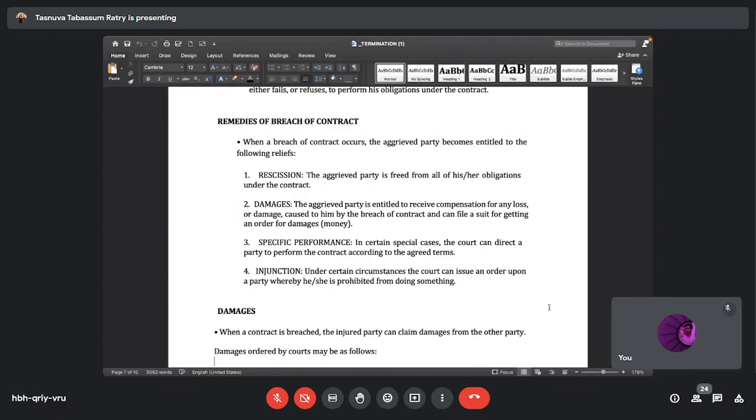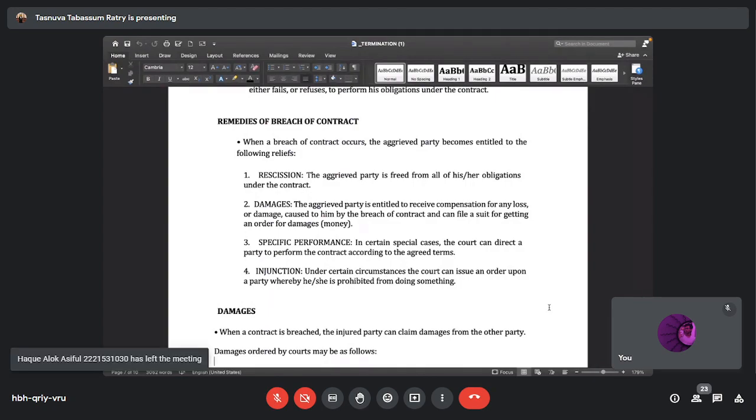So there are four types of remedy that we will be discussing. It was also part of your syllabus. Rescission is where the parties free themselves and are discharged from all their obligations, which we call cancellation of the contract. Simply, damages is when the parties receive monetary compensation for the losses that have been caused because of the breach. Specific performance is an order from the court to make the parties perform the contract according to the terms and conditions.